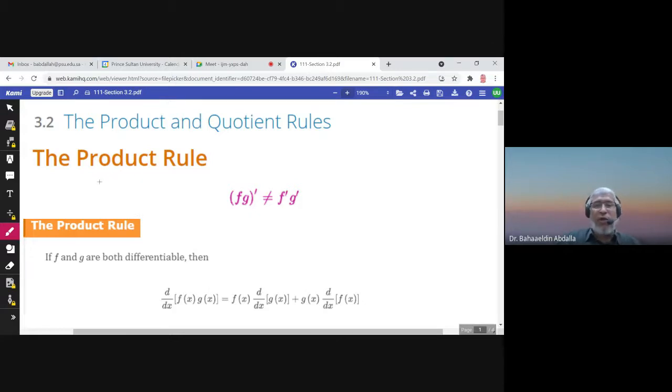This is section 3.2, the product and quotient rules. We studied how to find the derivative of polynomials and the exponential function e to the power x. And here we will talk first about the product rule.